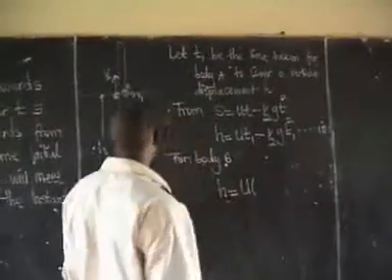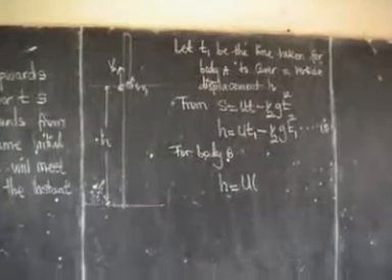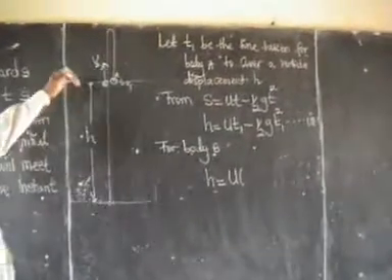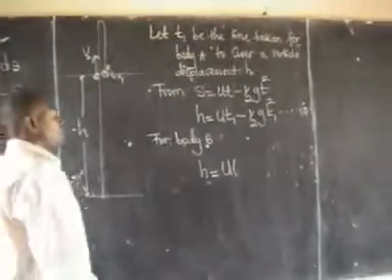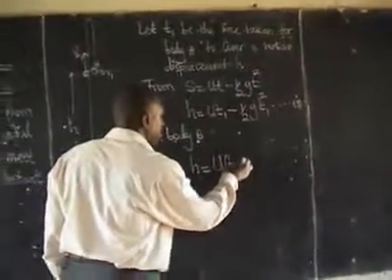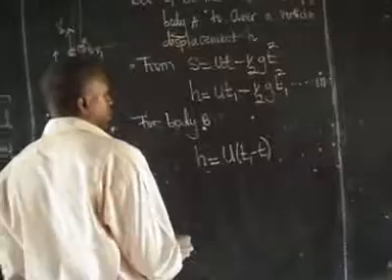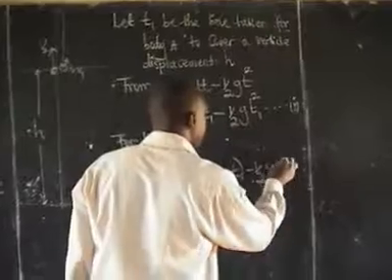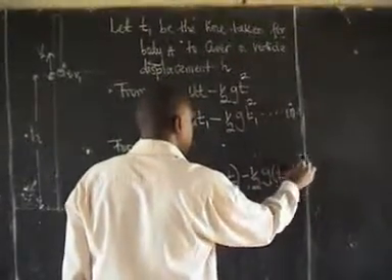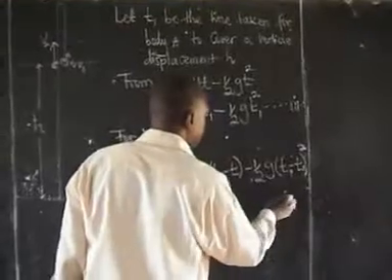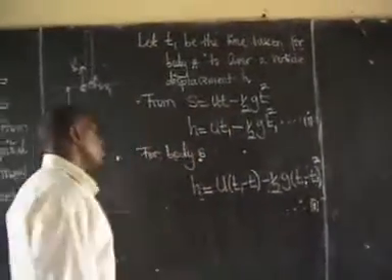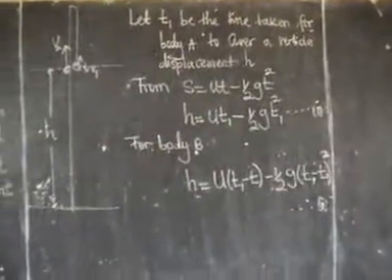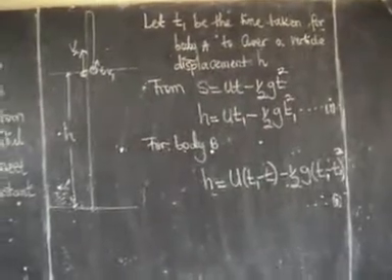Now the time, remember, body B was projected after t seconds, meaning that for it, it will have used less time compared to T1. So we shall have T1 minus that time lag, minus a half g bracket t1 minus t squared, and that is our second equation.